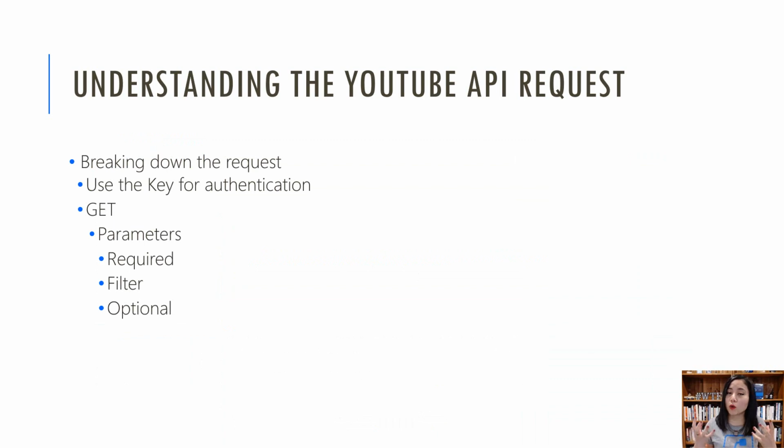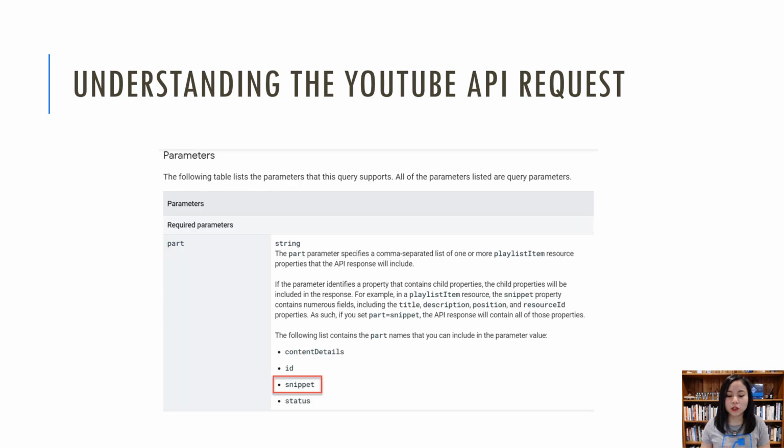Okay, so like I mentioned, you do need a key for authentication purposes to call the YouTube API. We're using the get method. We're going to get a playlist, and within that playlist, we're going to grab the items, in other words, the videos of that playlist. And then we need to provide some parameters. So the first one is a required parameter, which is a value of part.